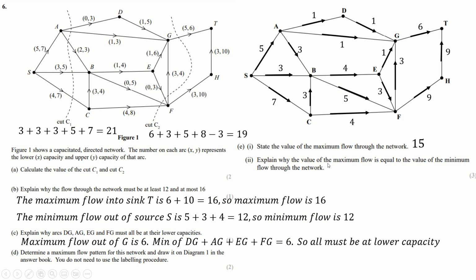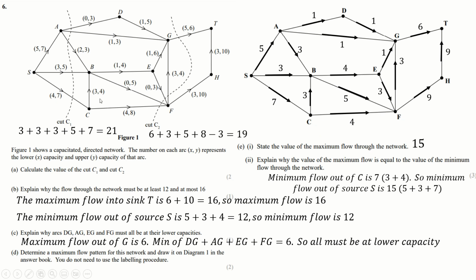Explain why the maximum flow is equal to the minimum. Well, this was the point here that was really critical. The minimum flow that can be coming out of C is 7. This 3 plus 4. So SC must be at maximum, right? Because otherwise it just doesn't balance, right? If this is a 6, as I explained, you just can't get through C.